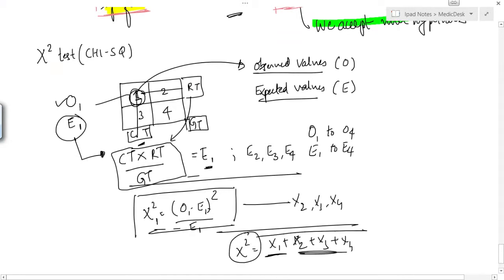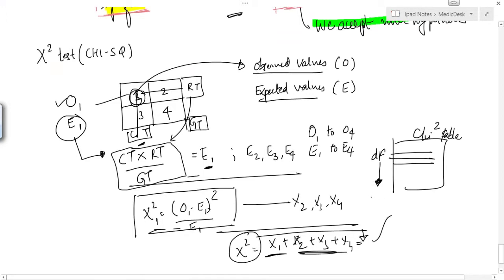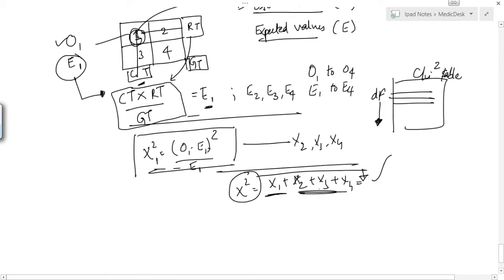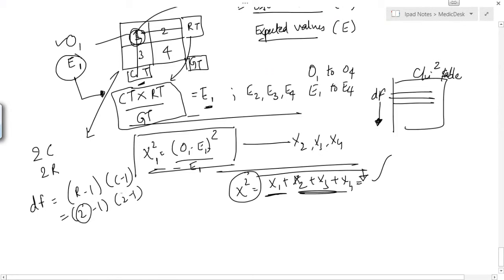So this value, whatever the result comes, will be looked upon in the chi-square table against a particular degree of freedom. So now we need the degree of freedom. Here there are two columns and two rows. So the degree of freedom for this particular 2 cross 2 table would be (row minus 1) into (column minus 1), 2 minus 1, 2 minus 1, and this is variable. It can be 3 cross 3, it can be 3 cross 2. So here we will get degree of freedom as 1.